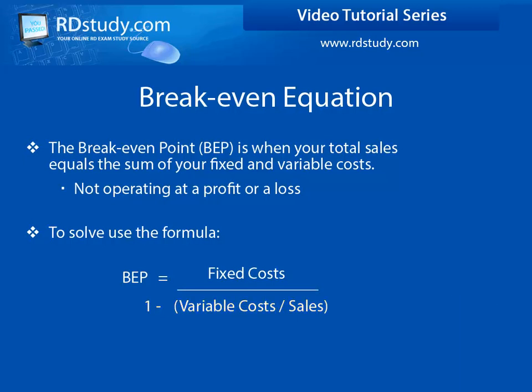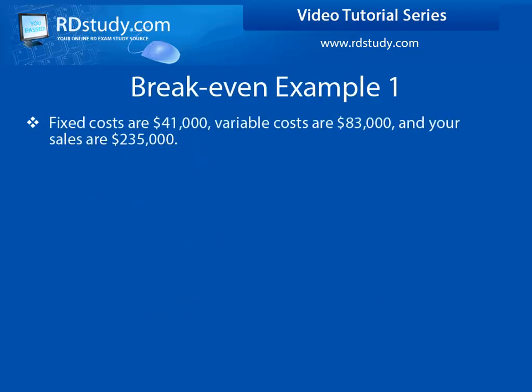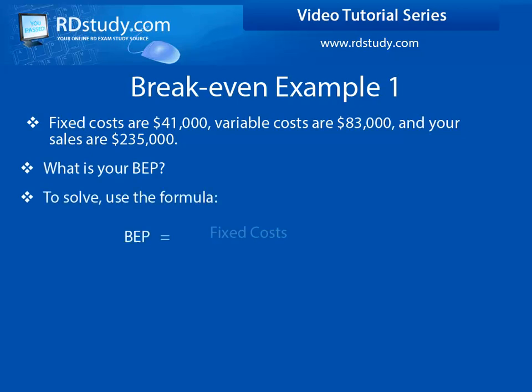Let's use some numbers to provide an example. Here we have fixed costs at $41,000, variable costs are at $83,000, and sales are at $235,000. So what is your BEP? Well, using the formula that we just learned, take the fixed cost at $41,000, put that on top. Now your denominator is going to be 1 minus the variable cost of $83,000 divided by your sales of $235,000.